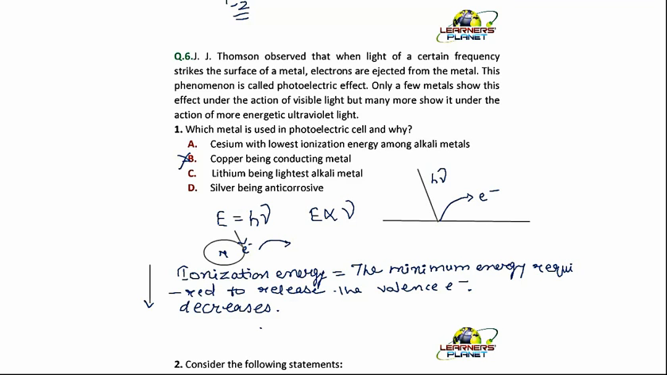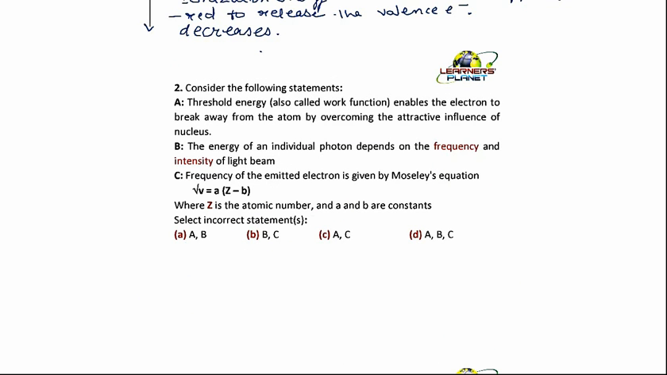Lithium, being the lightest alkali metal. Do we need lightness as a property required for the photoelectric effect? No. Silver, being anti-corrosive. Do we need this property? No. So what is the basic property required for photoelectric current? It is the ionization energy, right? So cesium is the metal usually used in photoelectric cells.